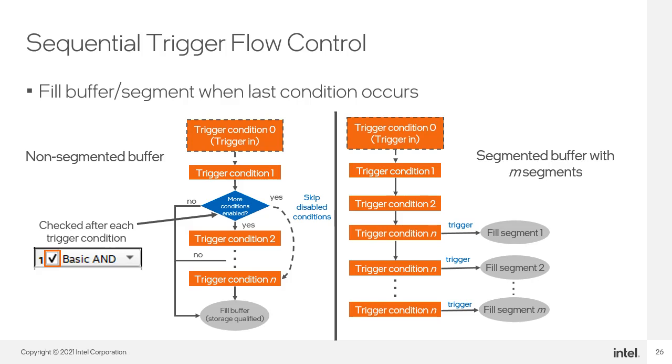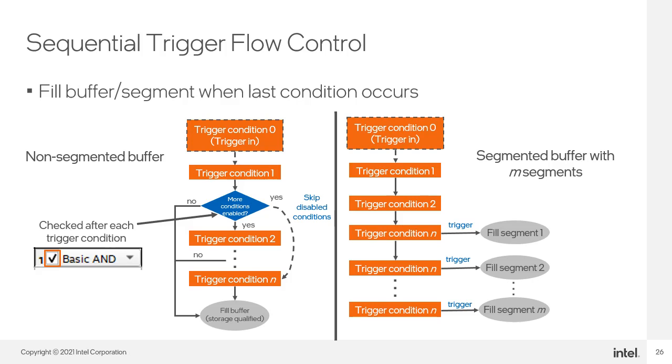With a segmented buffer, sequential enabled trigger conditions are evaluated until the last trigger condition N occurs. At this point, the first segment in the buffer is filled. Next, the logic analyzer watches for trigger condition N to occur again. When it does, the second segment fills. This continues until the final segment of the buffer, segment M, is filled. Storage qualification cannot be used with the segmented buffer.